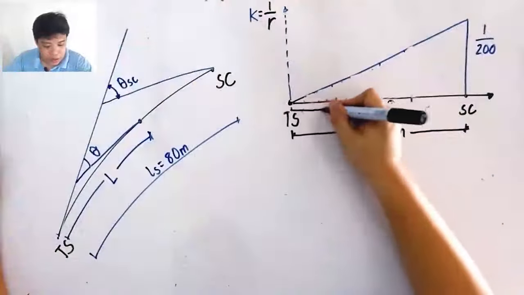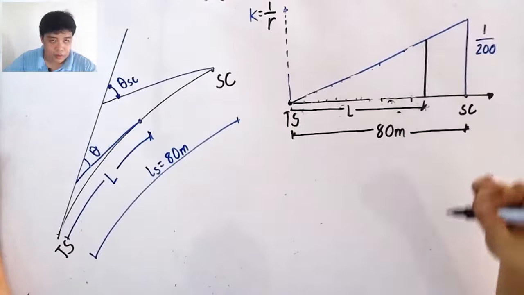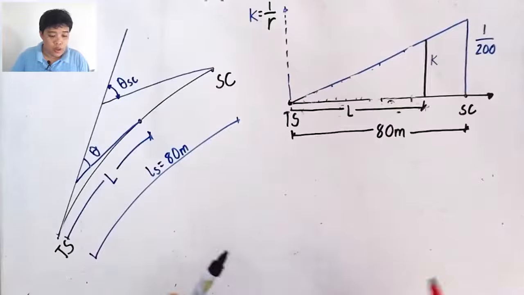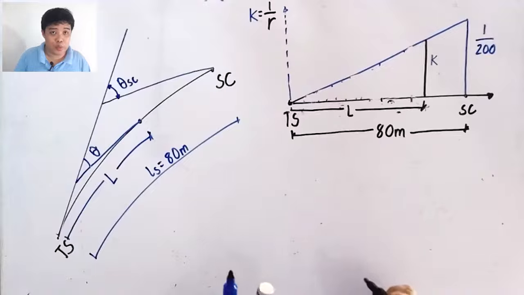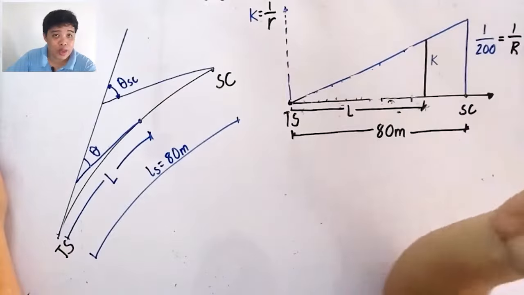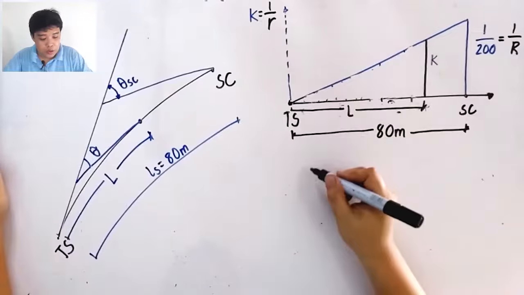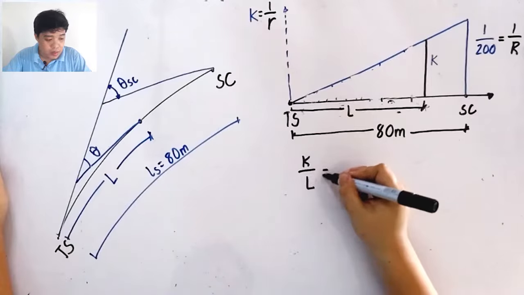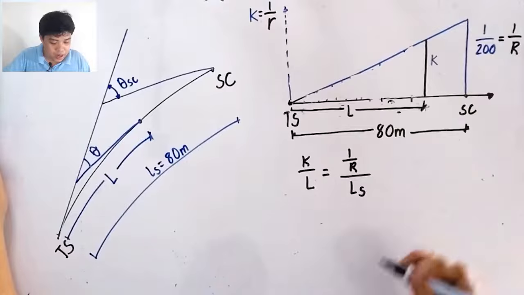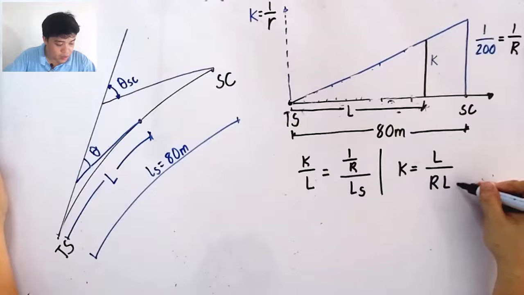How? You want to get the spiral angle at any L distance. This is L and let me say that this is K. So you can use ratio and proportion for that. Just for general rule, let me call it 1 over R, because we're going to derive the value of theta at any value of radius of the simple curve. So therefore, using ratio and proportion, it follows that K over L is equivalent to 1 over R over length of the spiral. K is equivalent to L over R times length of the spiral.